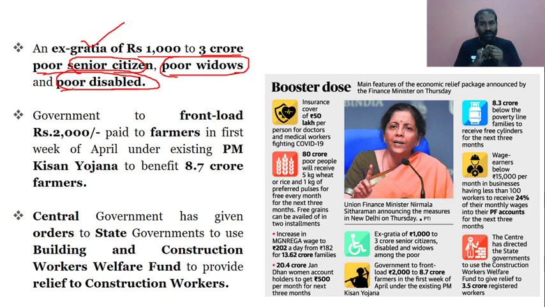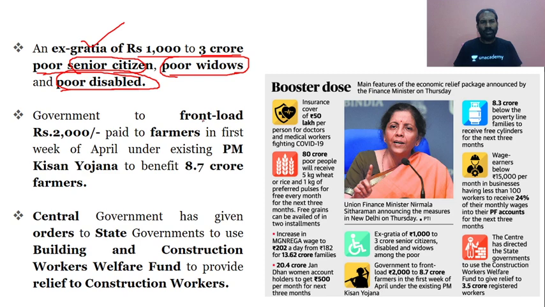So from the analytical point of view, what you would learn through my lecture is that we are trying to look at each and every section, that is vulnerable sections, women, farmers, and then senior citizens, poor widows, and then poor disabled. This is the way you need to look at any issue or an editorial, wherein if a question is asked, which among the following people were part of the economic relief package or recovery package by the finance minister: farmers, women, senior citizens, poor widows, and then poor disabled, as of now.